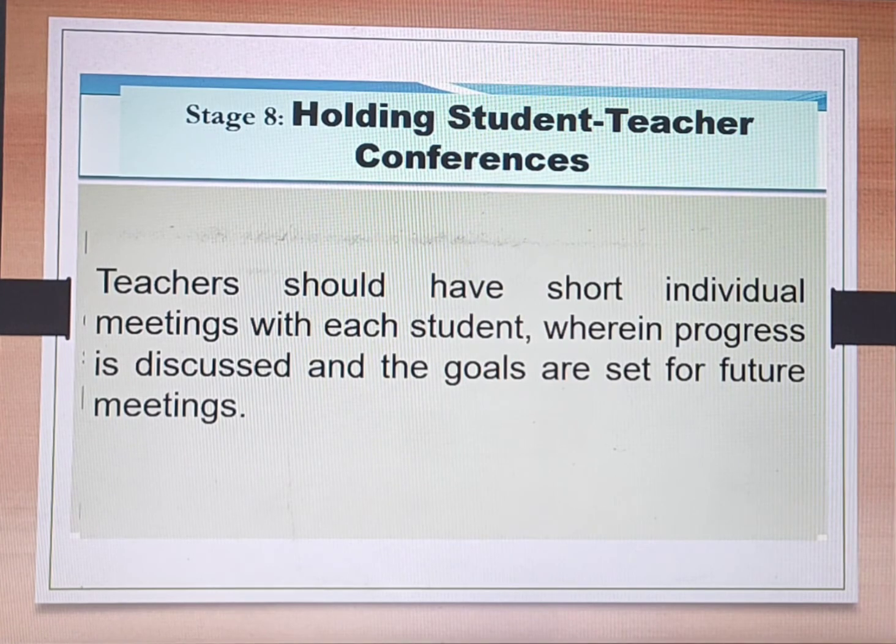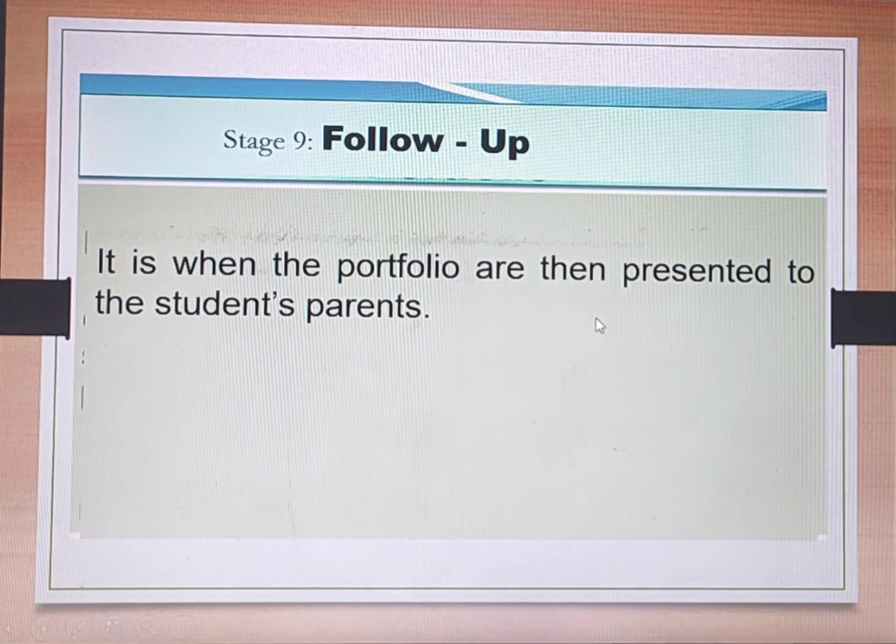For the next stage, we have holding student-teacher conferences. Teachers should have short individual meetings with each student wherein progress is discussed and goals are set for future meetings. Student-teacher conferences play an important role in the formative evaluation of a student's progress. They can also be used in the summative evaluation when the student presents his final portfolio product together with his teacher's final grade. For the last stage, we have the follow-up. Follow-up is when the portfolios are then presented to the students' parents.